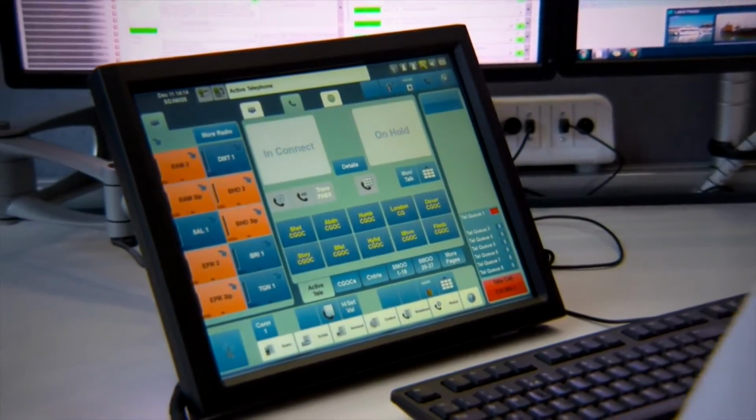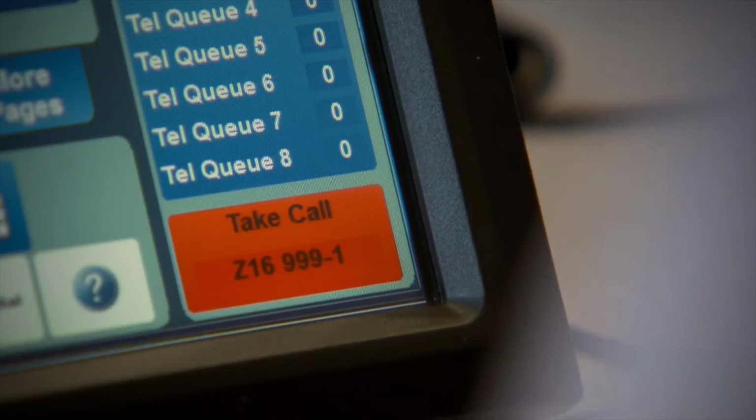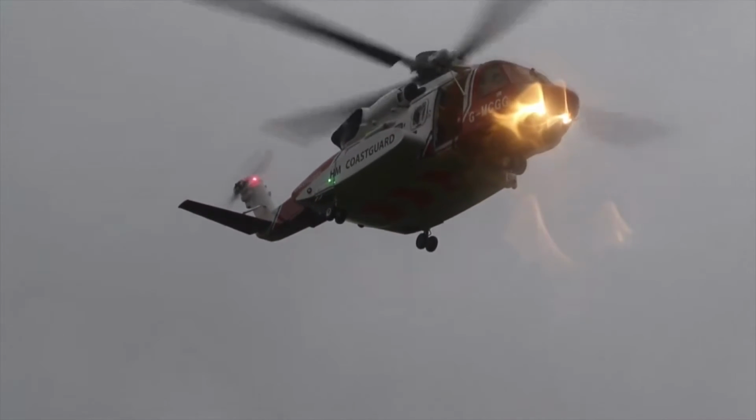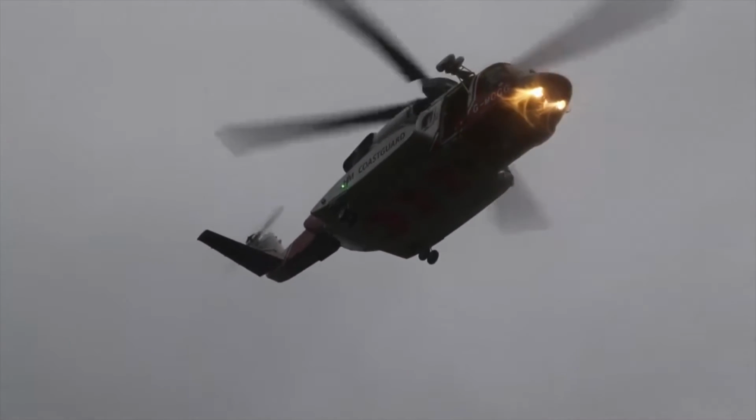When the Coast Guard gets a call saying someone's in trouble at sea, one of the very first questions we ask is the last known position or where the person was last seen. This is the start of a search plan.